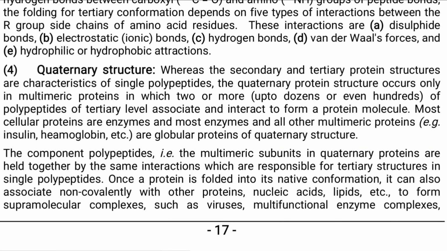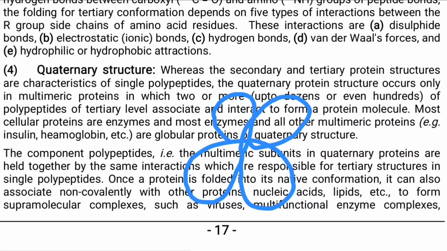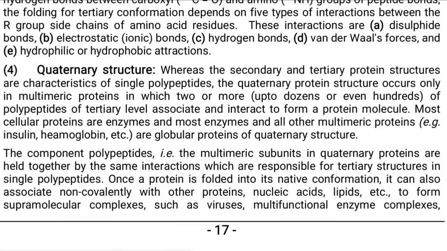The other case is hemoglobin. Hemoglobin is made up of alpha, alpha dash, beta, and beta dash. Four different chains are here, and they are globular proteins of quaternary structure, and rather I should say they are among the most abundant proteins in the animal body. The component polypeptides, which means the multimeric subunits in the quaternary proteins, are held together by the same interactions which are responsible for the tertiary structure in a single polypeptide.